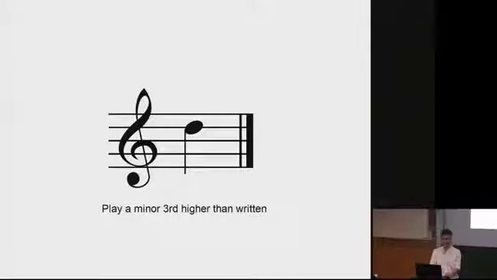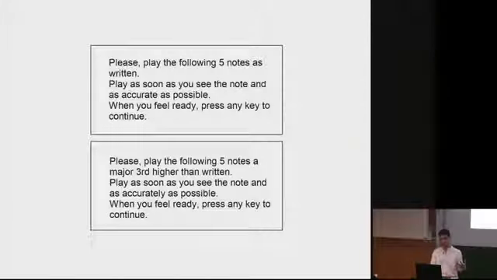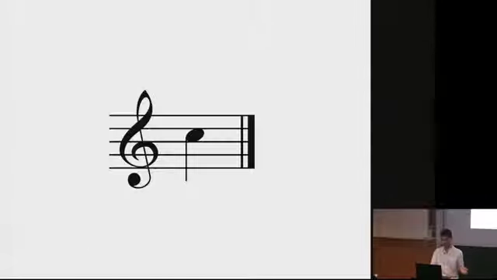The playing session is just an extension of this training session, in which we have 5 sets of conditions in which they have to play the following 5 notes as written, and then 5 sets of conditions in which they have to play the following 5 notes towards a different interval, not only major third as is on the screen. And then they will be only shown 1 note like this.